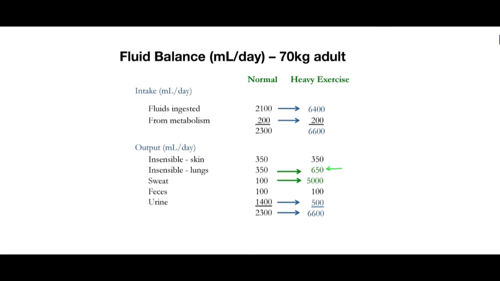For the high salt diet, why initially would you have an increase in urine output?